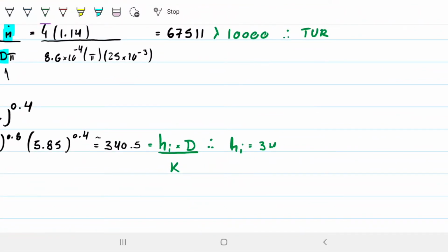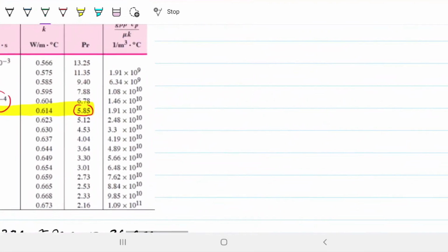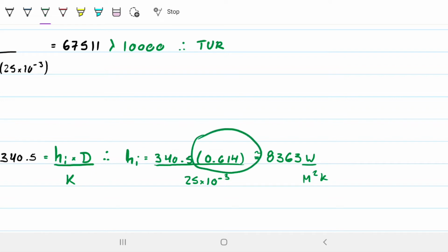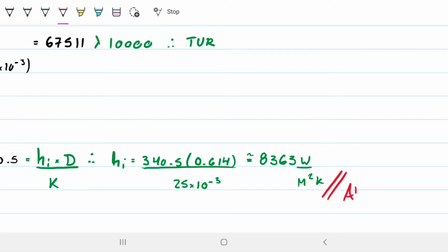So this is going to be 340.5 times the conductivity of water, which is 0.614, divided by the diameter, 25 times 10 to the minus 3 meters, which gives me about 8,363 watts per meter squared per Kelvin. Multiplying watts per meter per Kelvin and dividing that by meters, we get meters squared. Cool, that was the second part, right? We found the internal heat transfer coefficient.